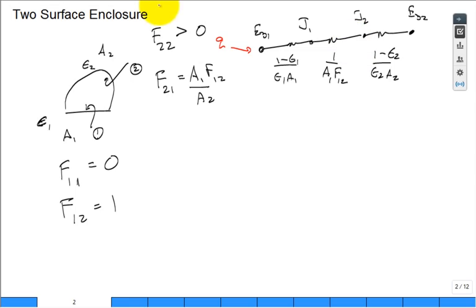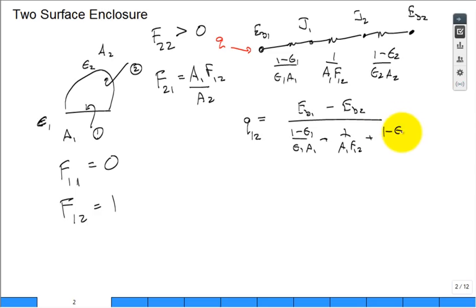All right. So what we have is you can write one equation for the Q, which is from 1 to 2. Sometimes you just leave Q without a subscript. Sometimes you put a subscript 1 to 2 on it, meaning that it's the flow from 1 to 2. Okay, that's going to be EB1 minus EB2 over (1 minus epsilon 1) over (epsilon 1 A1), plus 1 over (A1 F1 to 2), plus (1 minus epsilon 2) over (epsilon 2 A2), because I can combine those three resistors in series by summing them. Something like that.